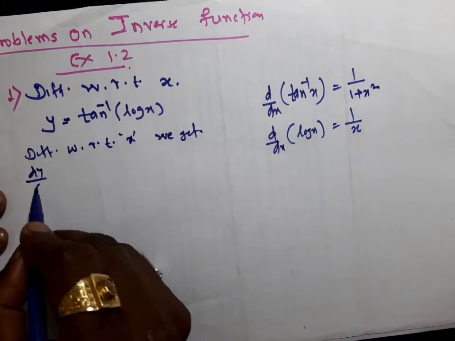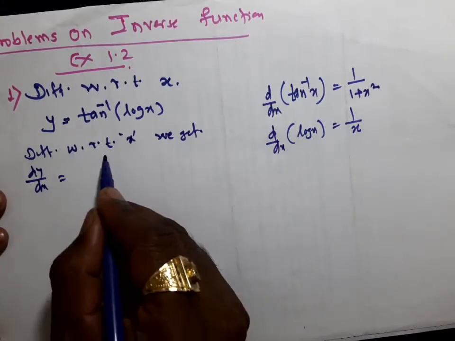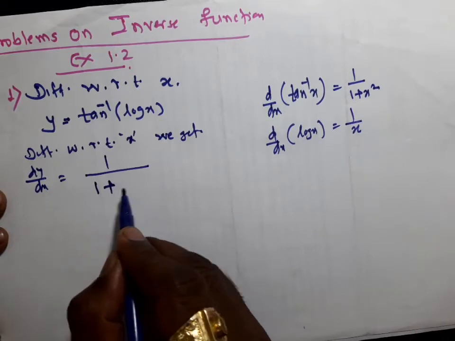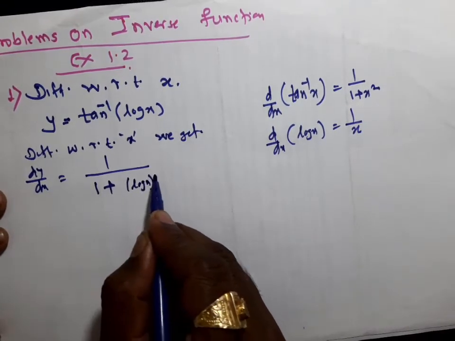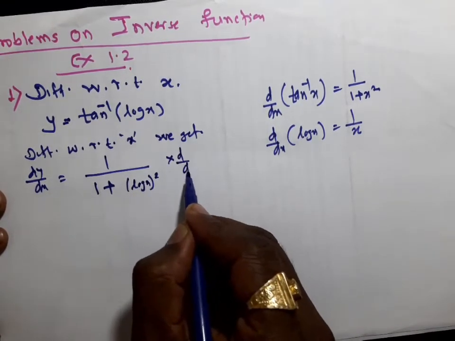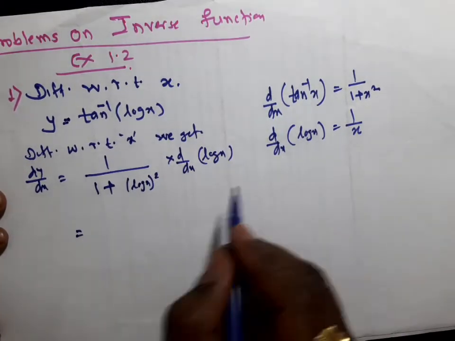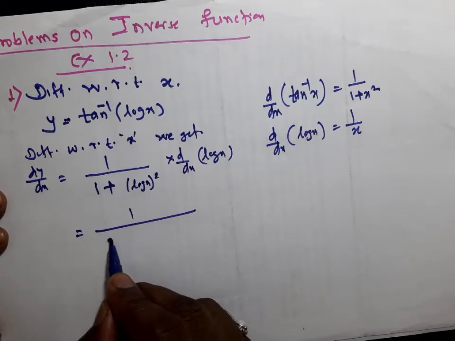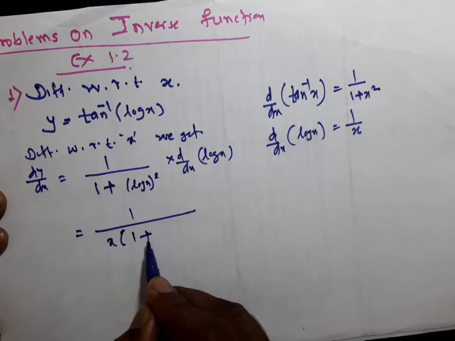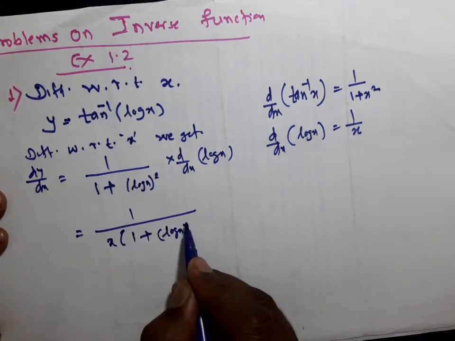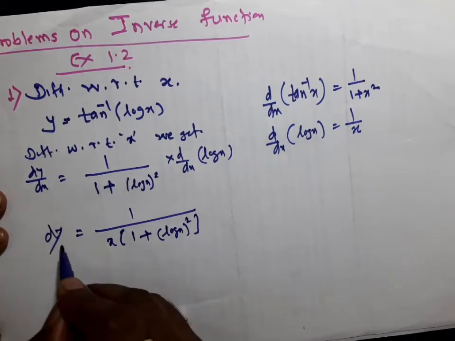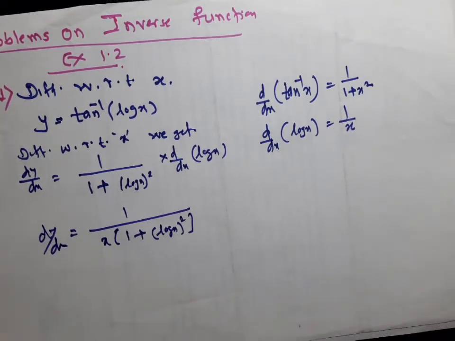dy by dx, derivative of tan inverse is 1 upon 1 plus (log x) square, into d/dx of log x. So the derivative of log x is 1 upon x, into bracket 1 plus (log x) square. This is the derivative of tan inverse of log x.